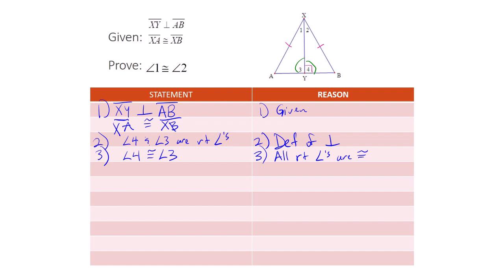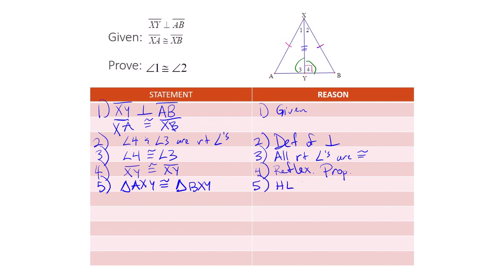And now we can say, okay, well, XY is shared in both triangles, right? So we can say XY is congruent with XY by the reflexive property. All right. And so now we have enough to say, since these are both right triangles, they share a hypotenuse, they share a leg, therefore they must be congruent, right? So triangle AXY must be congruent with triangle BXY. And the reason we know that is by hypotenuse leg theorem.